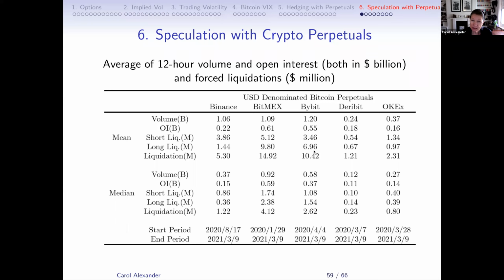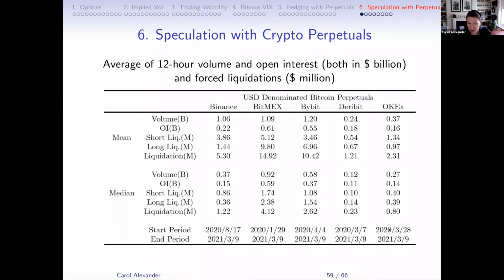So USD denominated perpetuals are available on Binance, BitMEX, Bybit, Deribit, and OKEx, and many, many others, but these are the main ones. The biggest volumes are on Bybit and Binance. This is an average, though, over an entire period. If we looked at a time series, the BitMEX would be much lower, OKEx would be much higher.